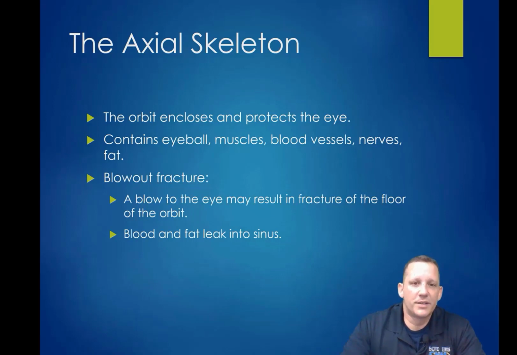A blowout fracture is a blow to the eye that might actually take the floor out of the orbit and allow the eye to move. And often when we see something like that, that's where an eye might be displaced. And we can get blood and fat leaking into the interior structures of the sinuses and the nasal cavity.